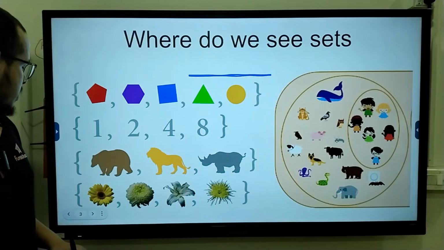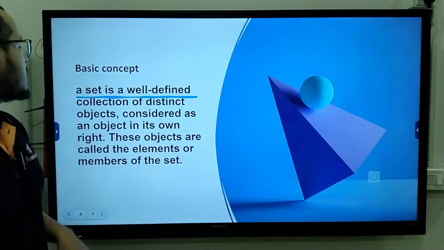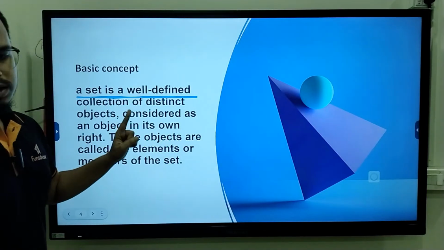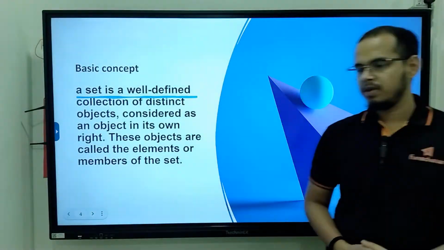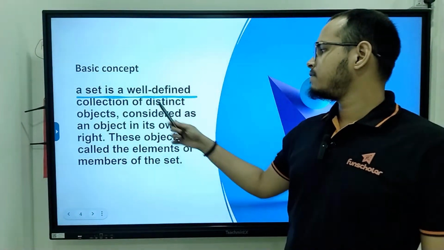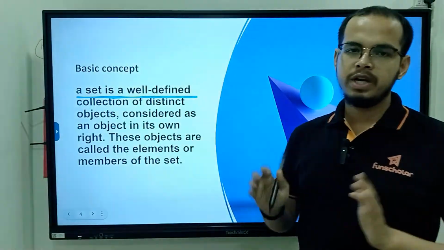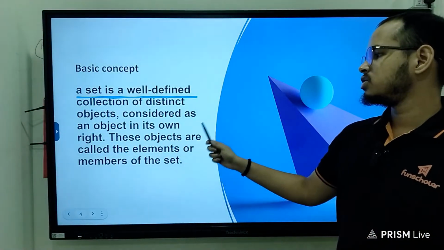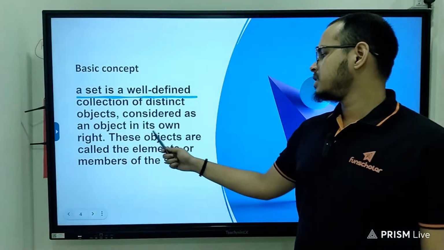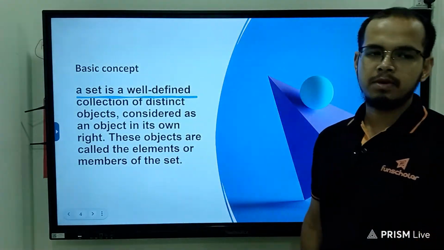Okay, let's continue. Now, basic concept. Let me go there so you can see the screen properly. A set is a well-defined collection of distinct objects. We have already made that pretty clear. Considered as an object in its own right. These objects are called the elements or members of a set.